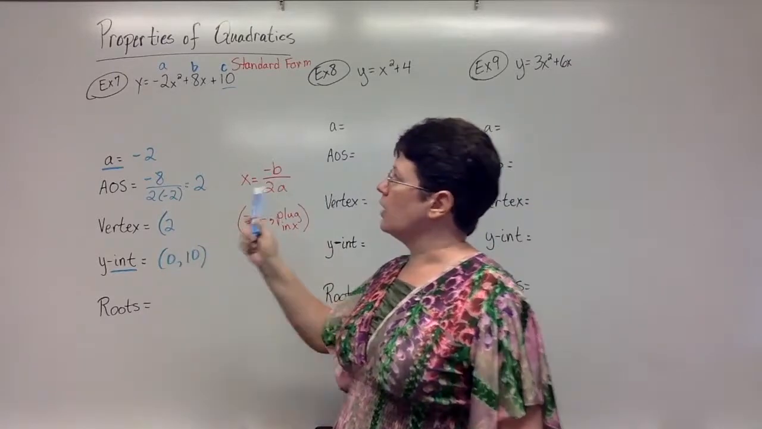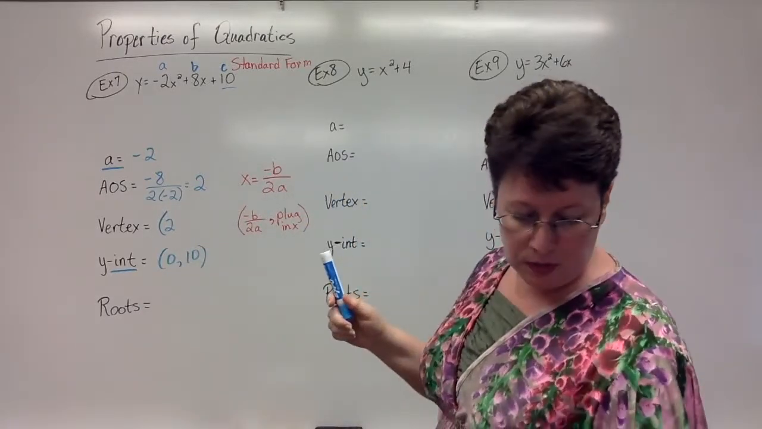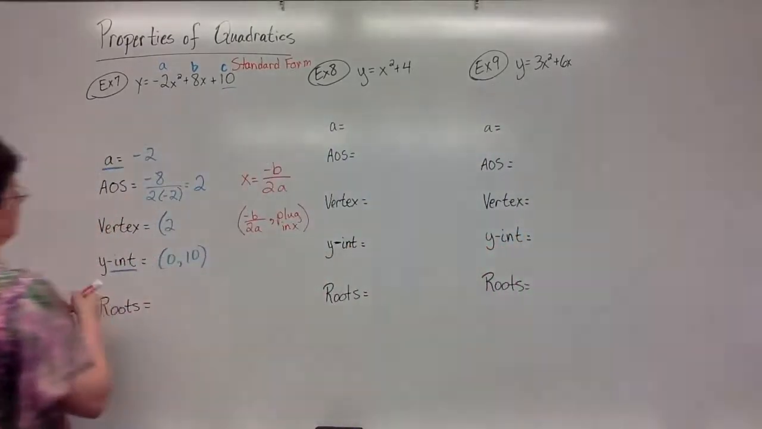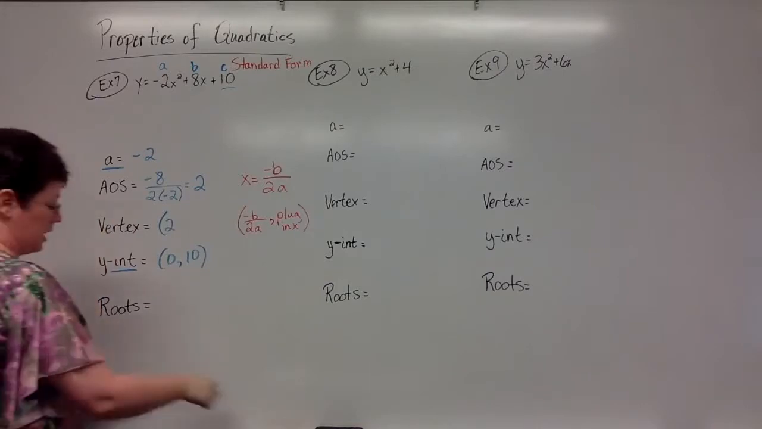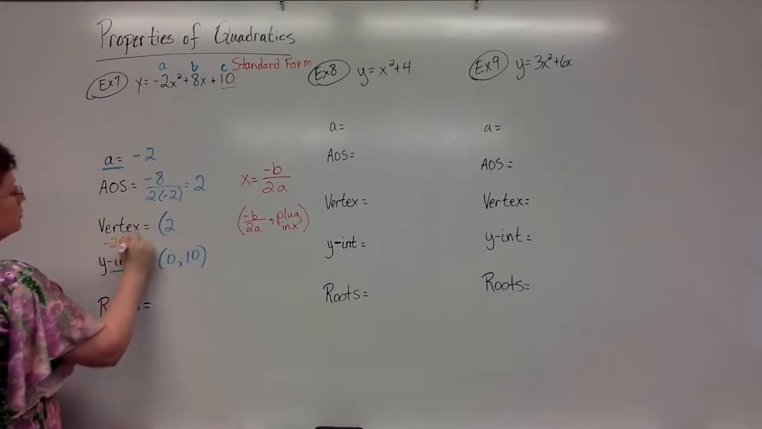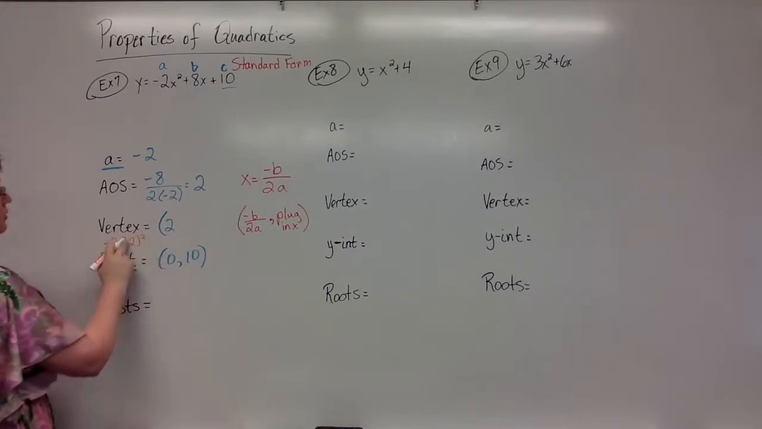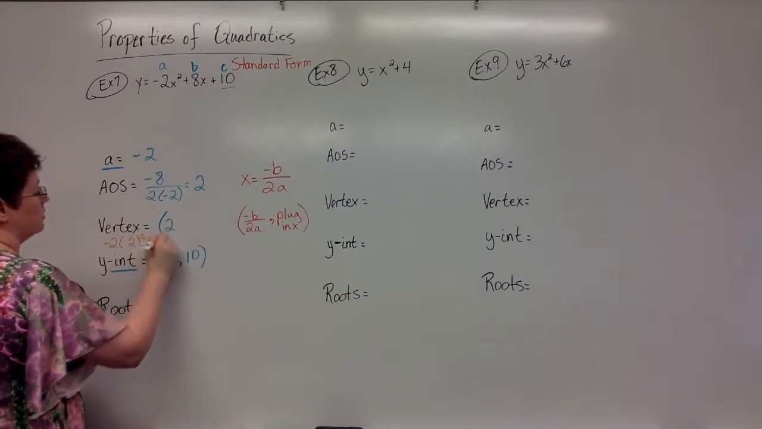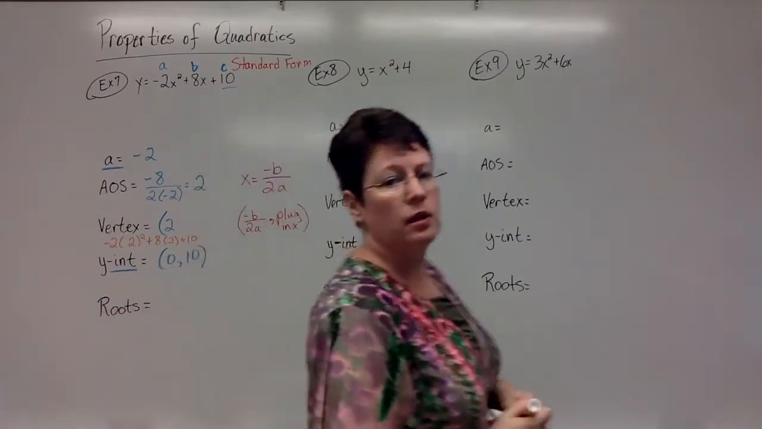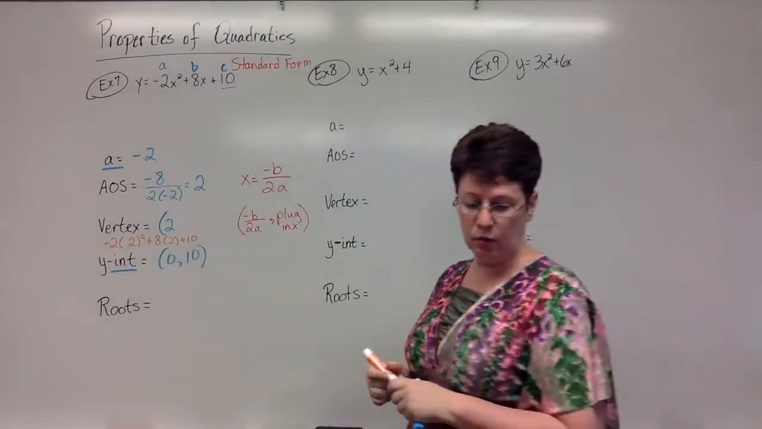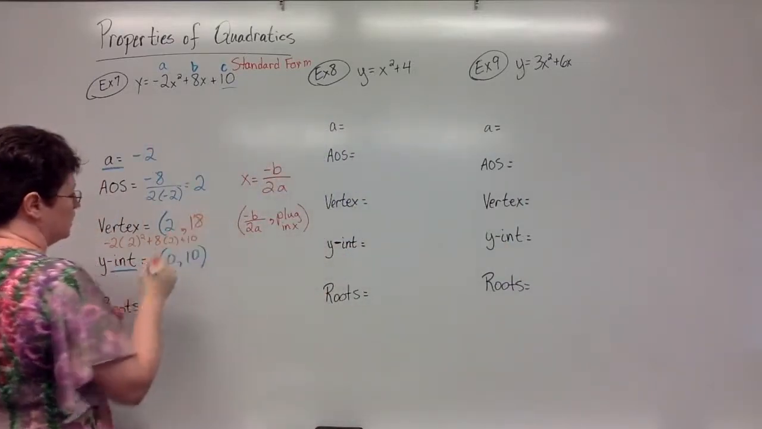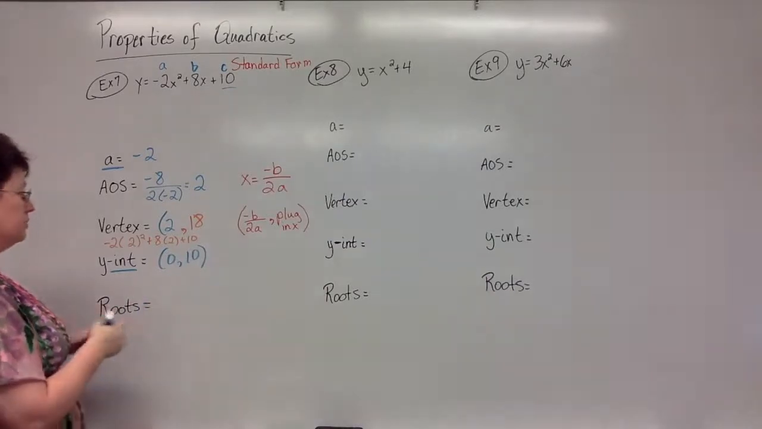Now, let's find the y value. So we plug it in. What have we got? This may be a bit tricky, right? So I'm going to take negative 2 times 2 squared, plus 8 times 2, plus 10. That's what I would plug into my calculator because I'm plugging in that x. And what do I get? I get 18. So my vertex is at (2, 18).